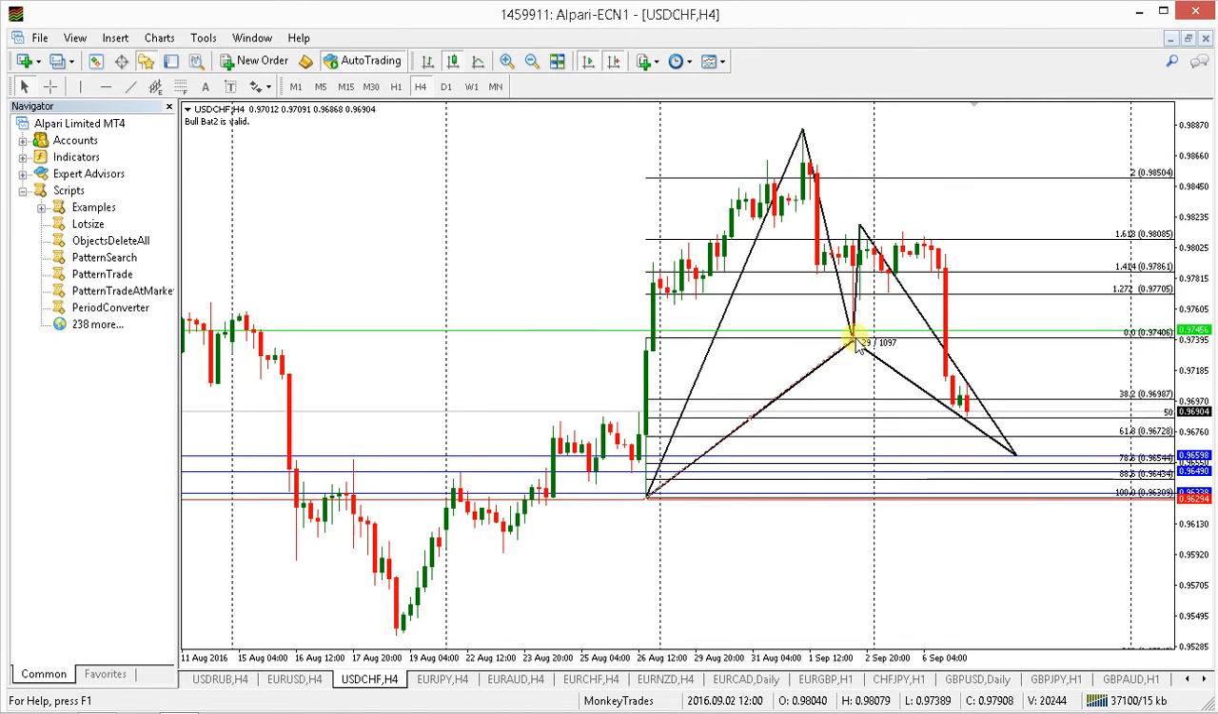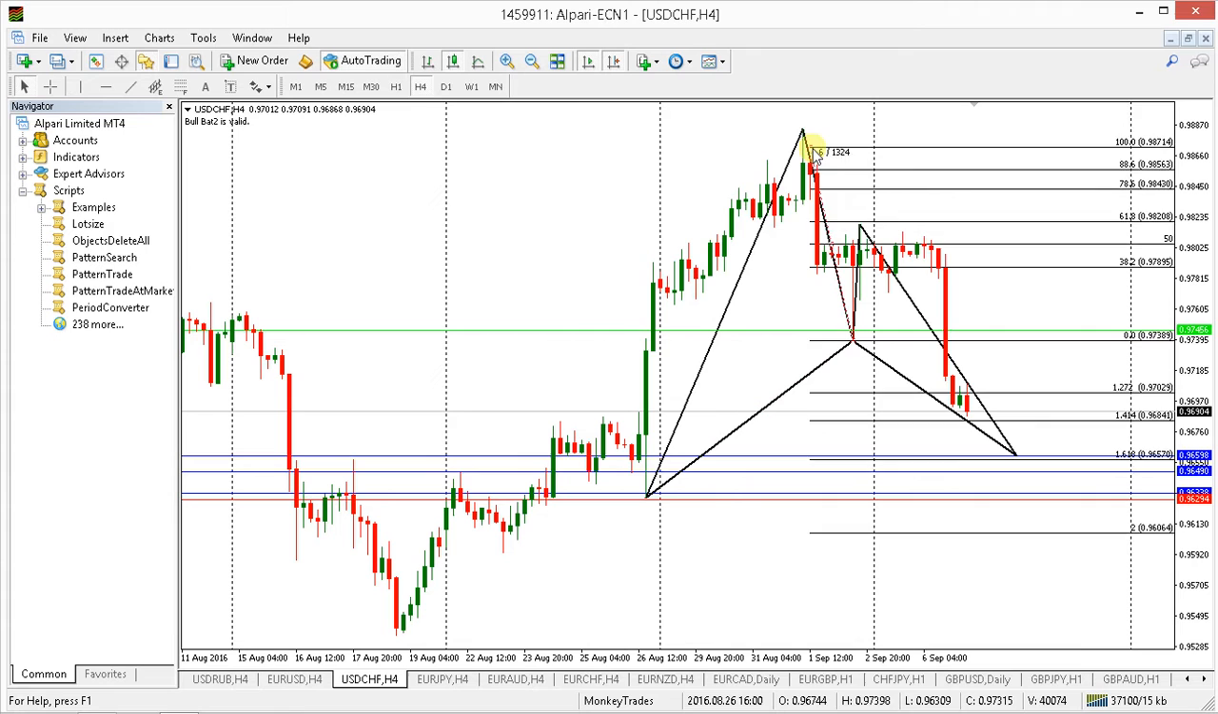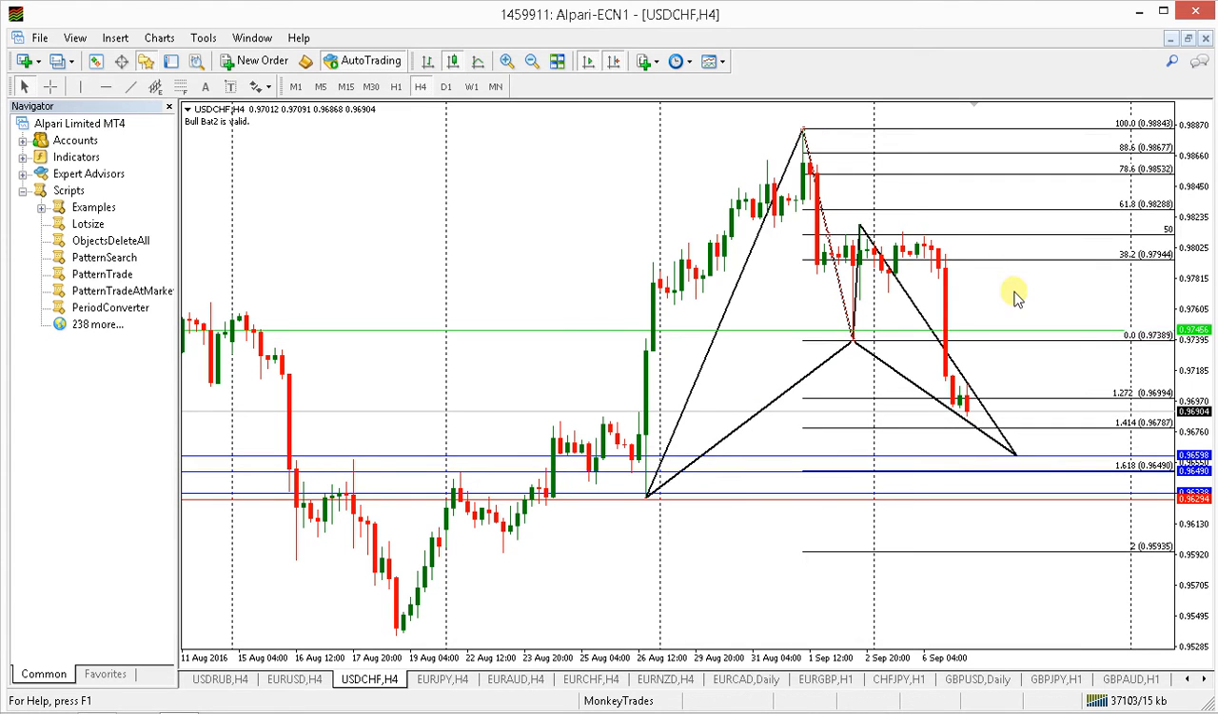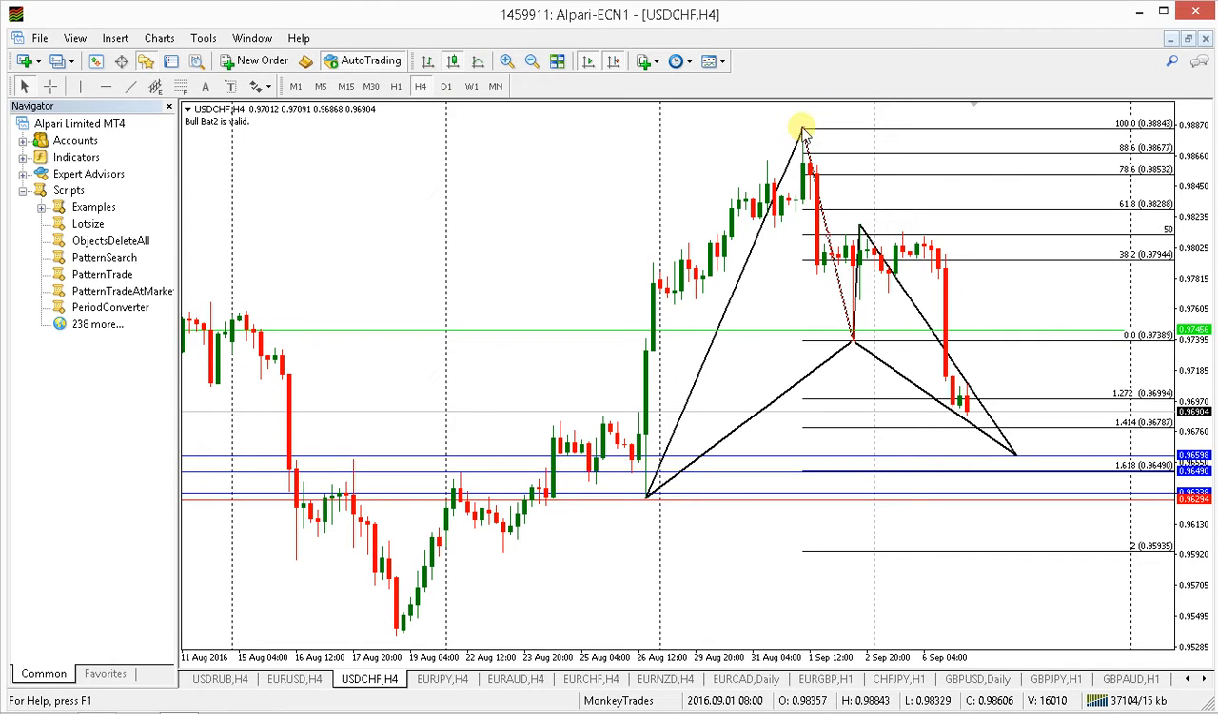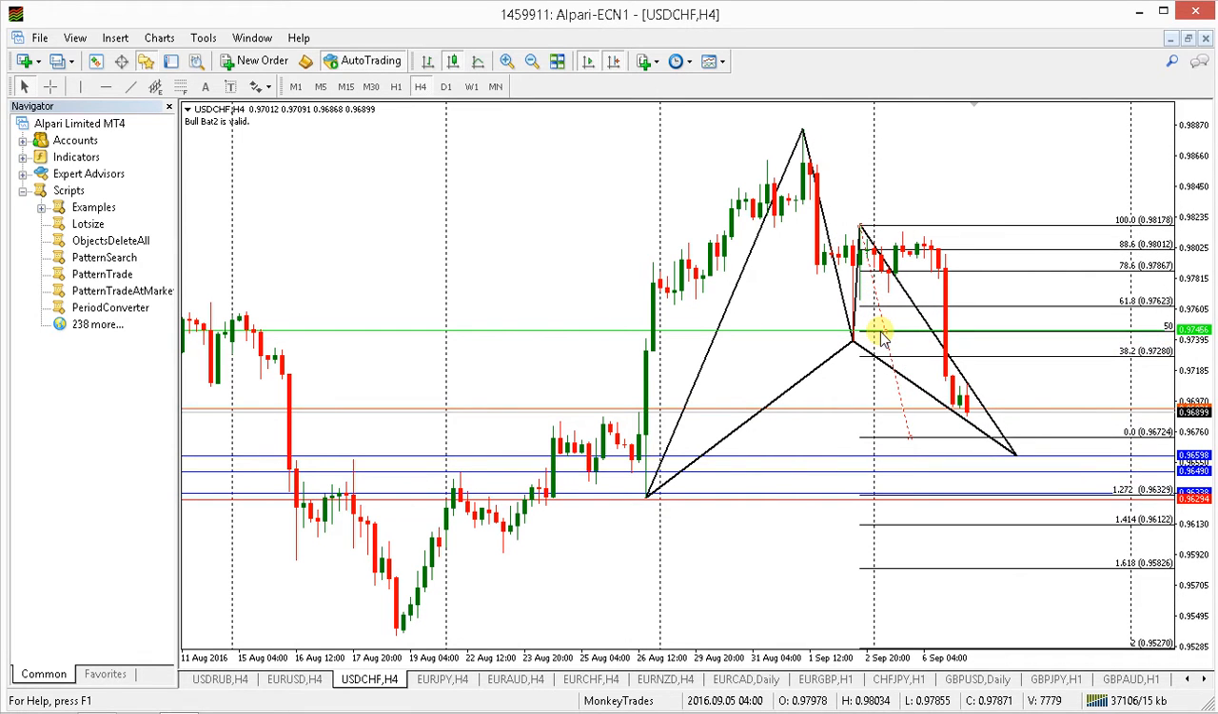The first line, the above line. The second line is 1.618. Let me match it so it coincides better. Here it is, the line of 1.618. And the third line is 1.27 CD extended leg. So it is here, 1.27.